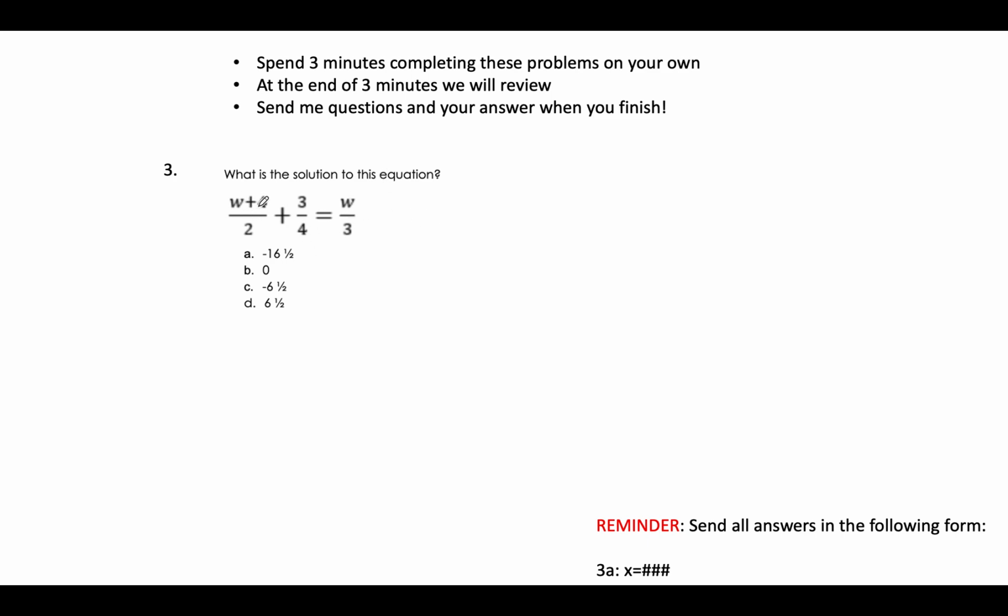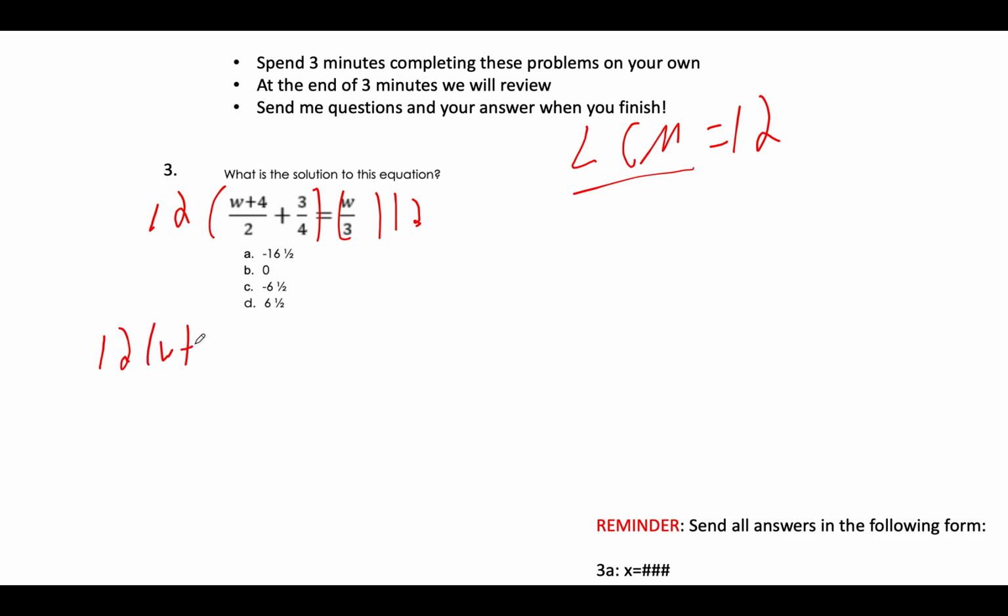Alrighty, awesome of you to unpause the video. And what is the solution to this equation? So we have denominators 2, 4, and 3. I did this ahead of time. You should have found the least common multiple is going to be equal to 12. So multiply both sides of our equation by 12. So that means we're going to get 12 times w plus 4 all over 2, plus 12 times 3 over 4, equals 12w over 3.